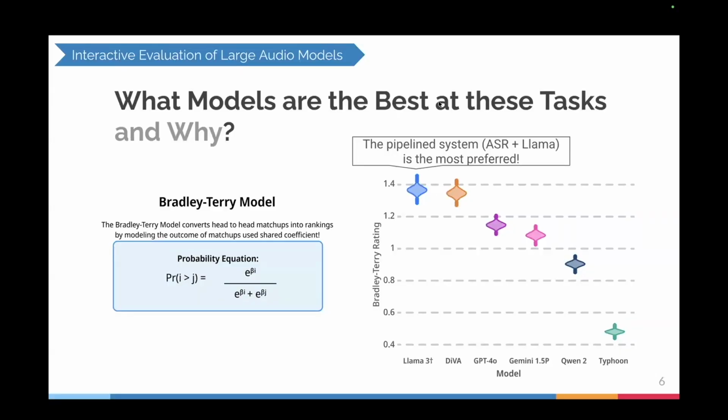We then use the Bradley-Terry model to turn the pairwise preference data into overall model rankings. And surprisingly, we found that closed source models like GPT-4o Audio achieve the highest scores on static benchmarks, but they are not the most preferred ones in the real voice-to-text interactions we collected. Instead, the ASR pipeline built with Whisper v2 transcription and then the Llama 3 text model turned out to be the most preferred system.